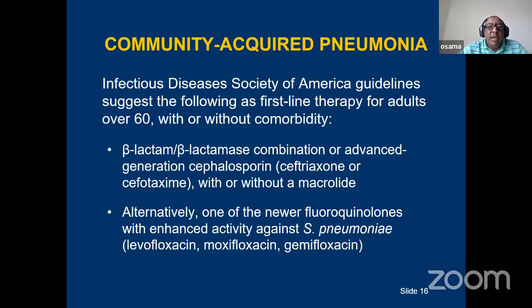Community-acquired pneumonia: Infectious Disease Society of America guidelines suggest the following as first-line therapy for adults over 60 with or without comorbidity: beta-lactam, beta-lactamase inhibitor combination, or advanced generation cephalosporin such as ceftriaxone or cefotaxime, with or without macrolides. This is for community-acquired pneumonia. Alternatively, one of the newer fluoroquinolones with enhanced activity against Strep pneumoniae, such as levofloxacin, moxifloxacin, and gemifloxacin.